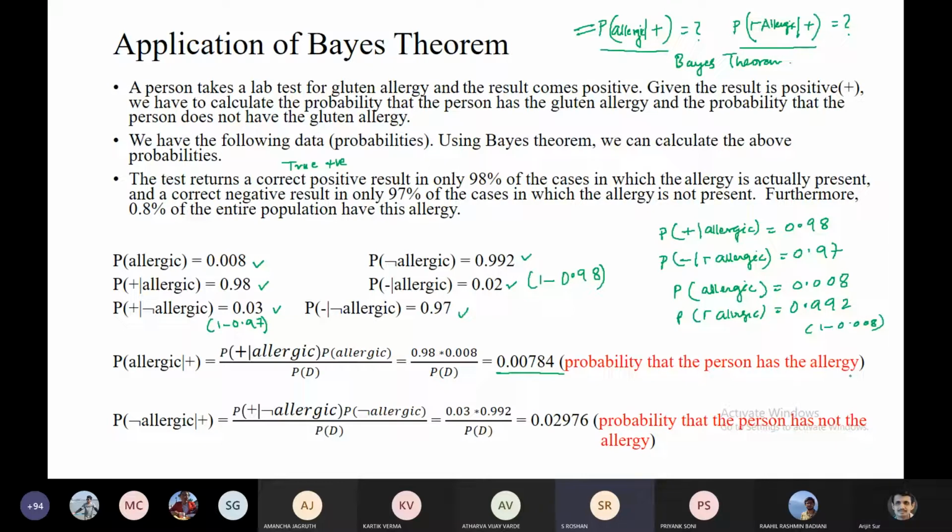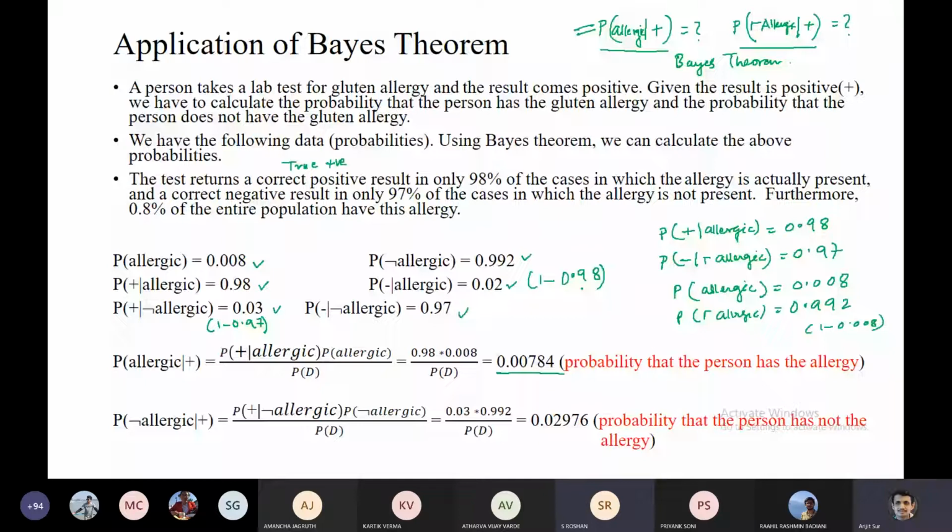This is the probability that the person has the allergy, even given a positive. And what is the probability that the person is not allergic? It's 0.02 or 0.03 you can say, the probability that the person does not have the allergy. Got the point? This is the way various applications can be easily done. This is probabilistic. So if you have any question, you can ask.